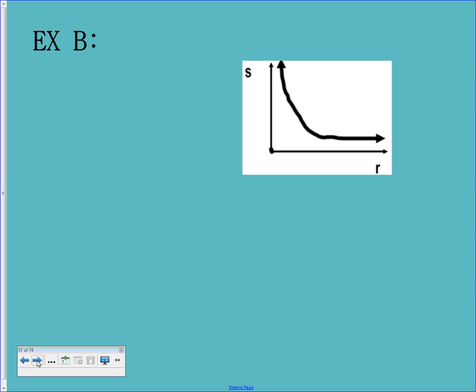So example B just gives you a graph. It doesn't give you any data. Well, by looking at this graph, you should know that this is an inverse graph. So my two options are y equals k over x or y equals k over x squared. Since I can't pick any points, you can pick either one of these. It's kind of a 50-50. I'm not going to be too picky here because you don't have exact data points.